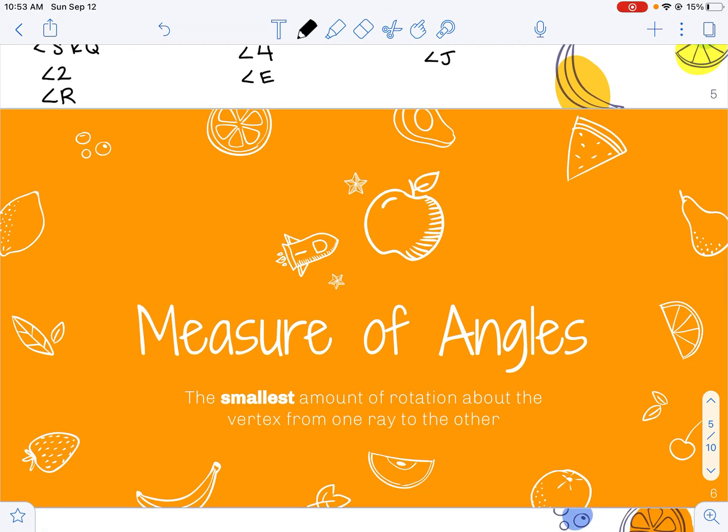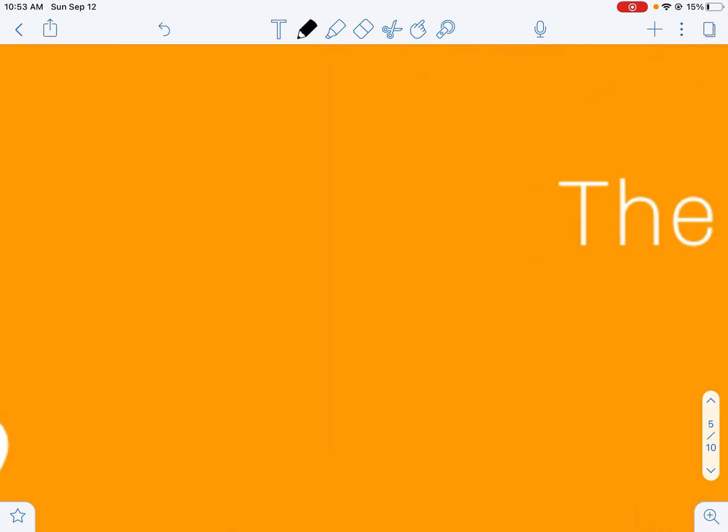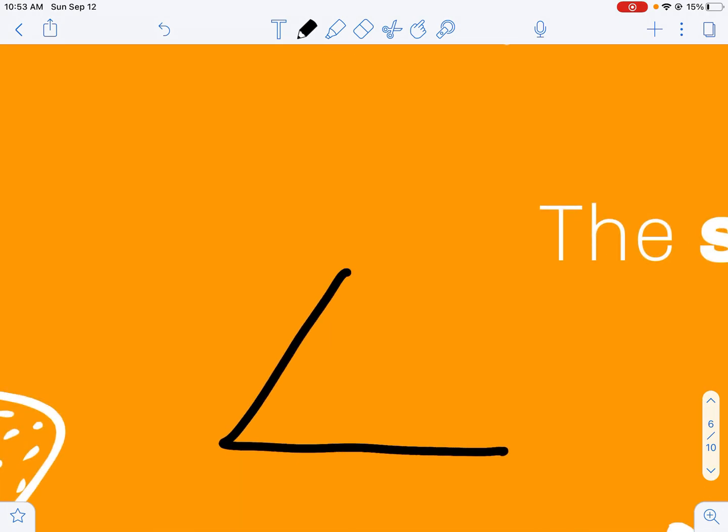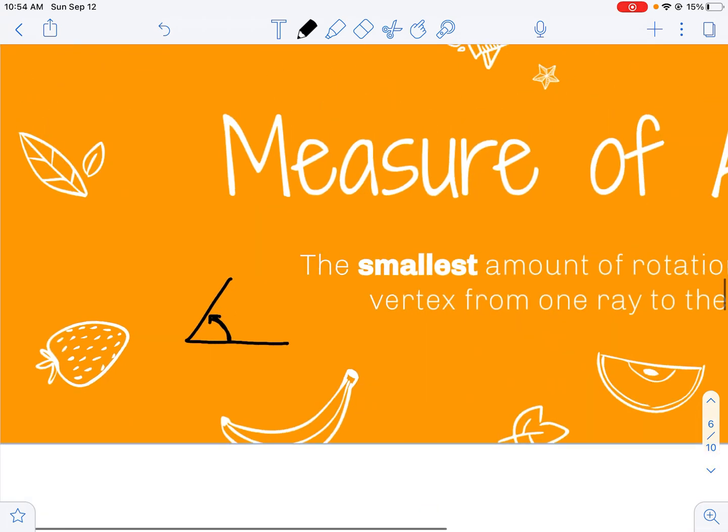The measure of an angle is going to be the smallest amount of rotation about the vertex from one ray to another. Whoa. Here's what that means. I want to know what rotation to get from here to there out of 360 degrees. We never measured this part of it. That's called the reflex angle, and we don't need that. So you're always going the shortest route there.